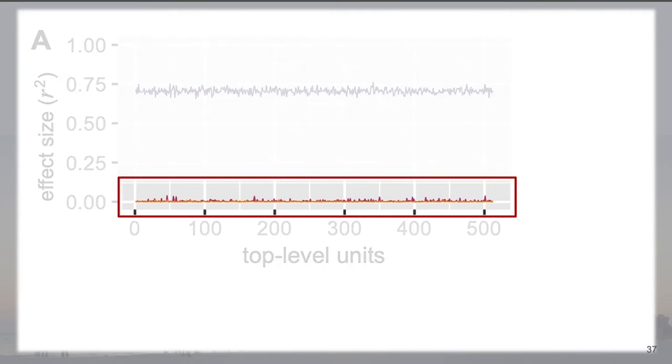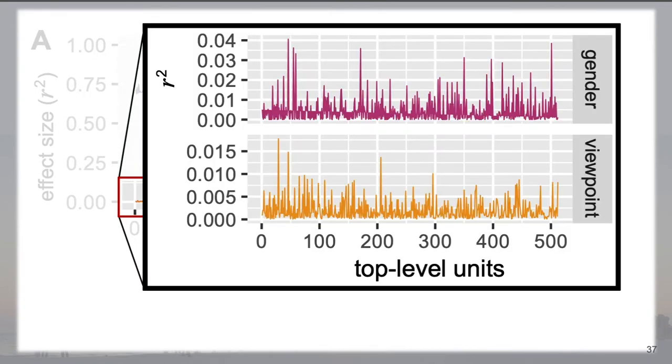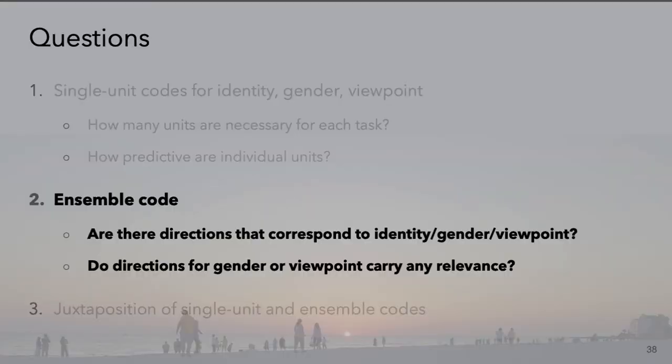But if we zoom in, we see that the pattern of effect sizes reflects the pattern that we saw for identity. Most units here are somewhat interchangeable. Further, over 70% of the effect sizes for gender are statistically significant, as are over half of the effect sizes for viewpoint.